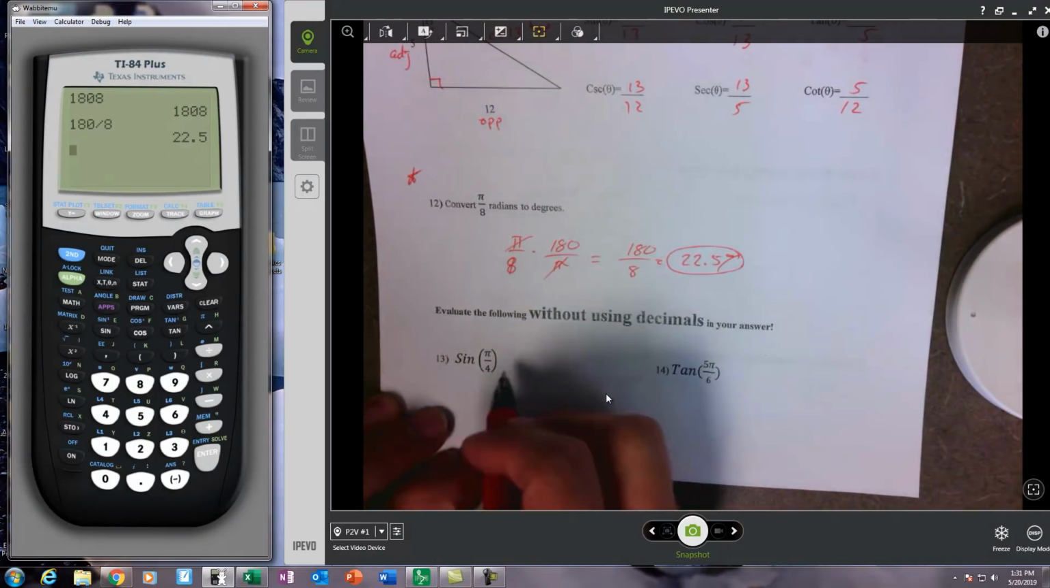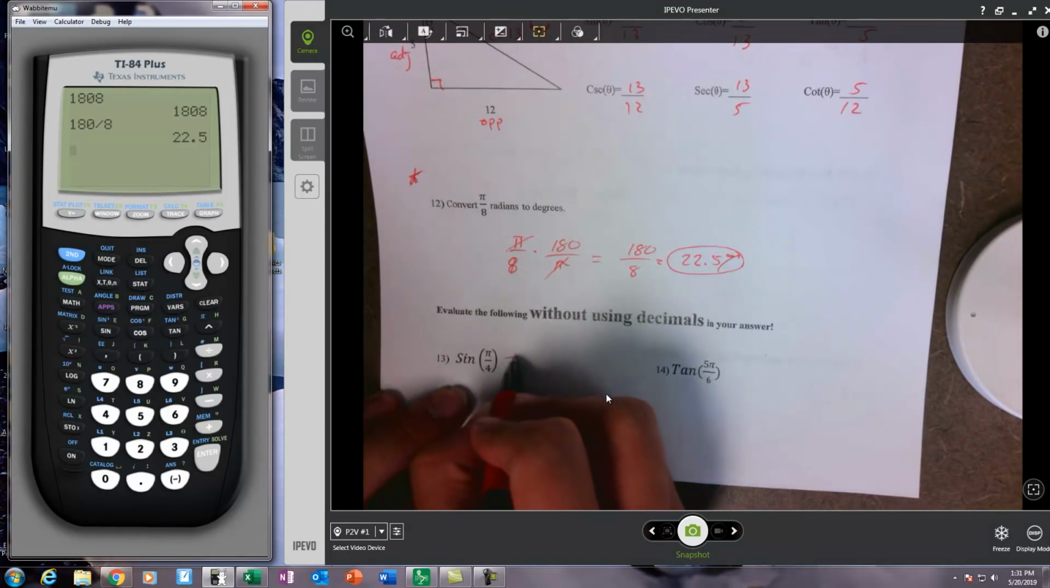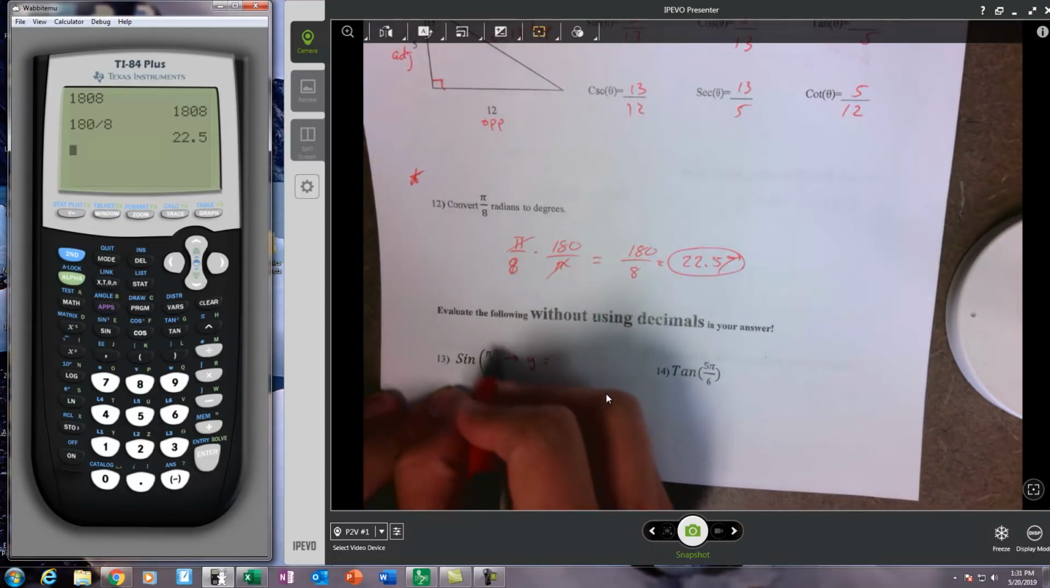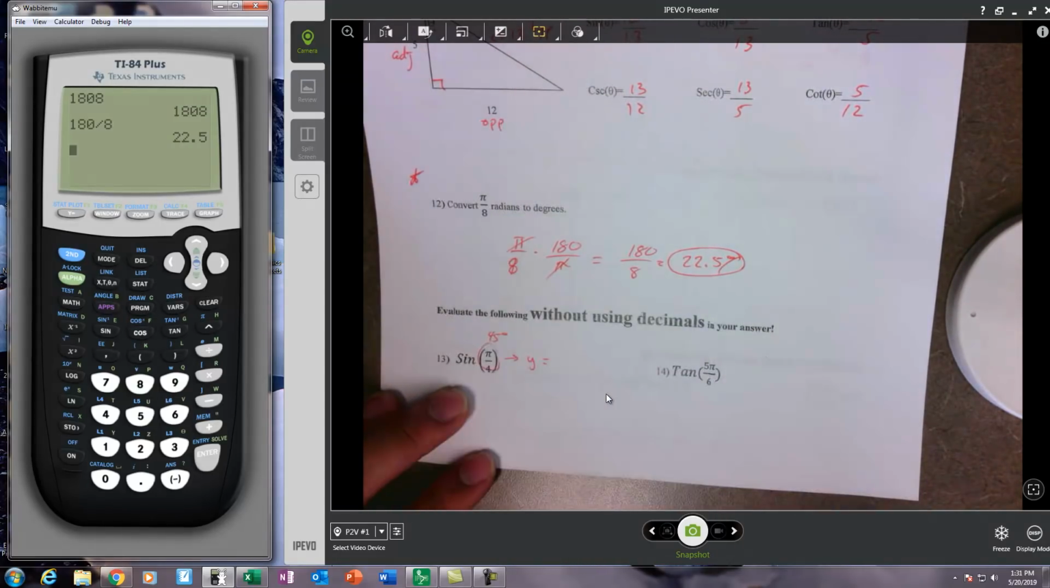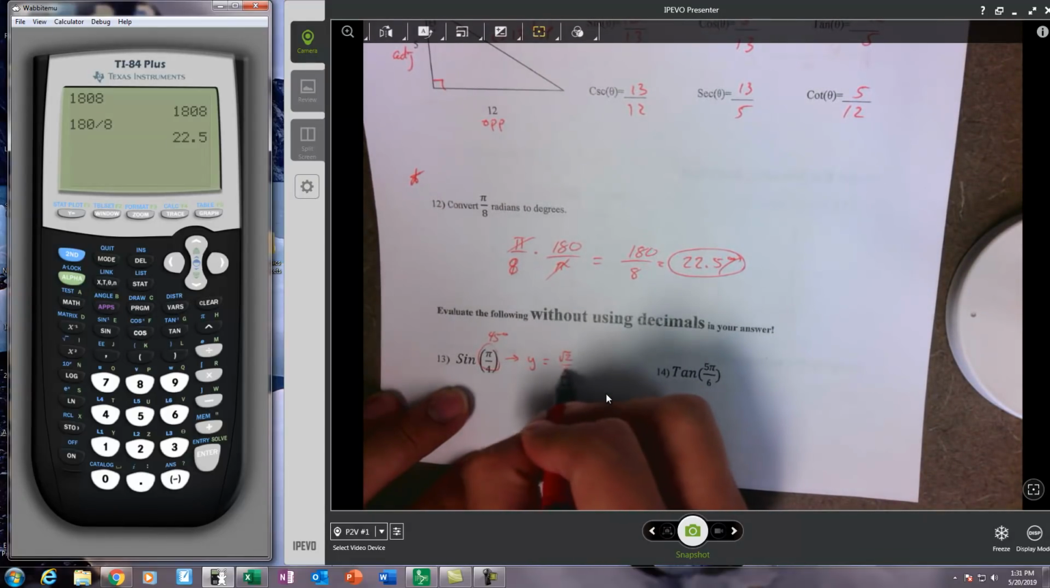the idea is that we should be able to go to our unit circle. And remember that the sine is really the y value. And if you look at the y value at pi over 4, which is 45 degrees, if you need that benchmark, the y value is the square root of 2 over 2.